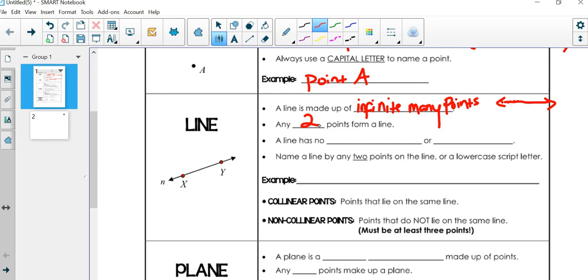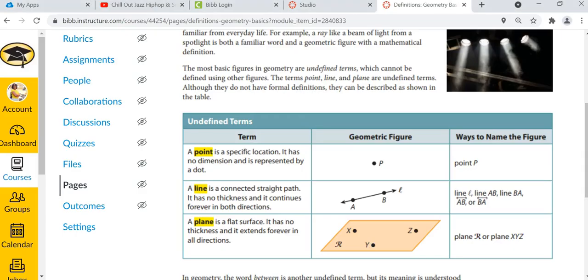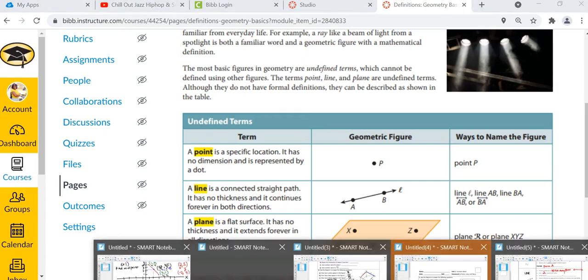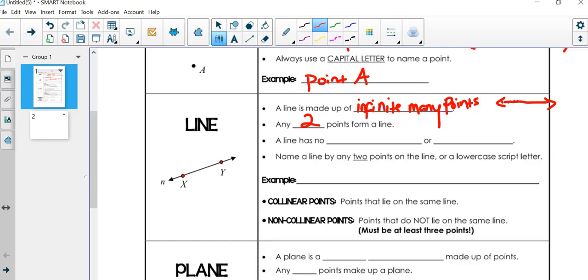A line has no what? Well, let's look at the definition. A line is a straight path with no thickness, right? And it continues forever in both directions. So we'll go back to this. A line has no thickness.